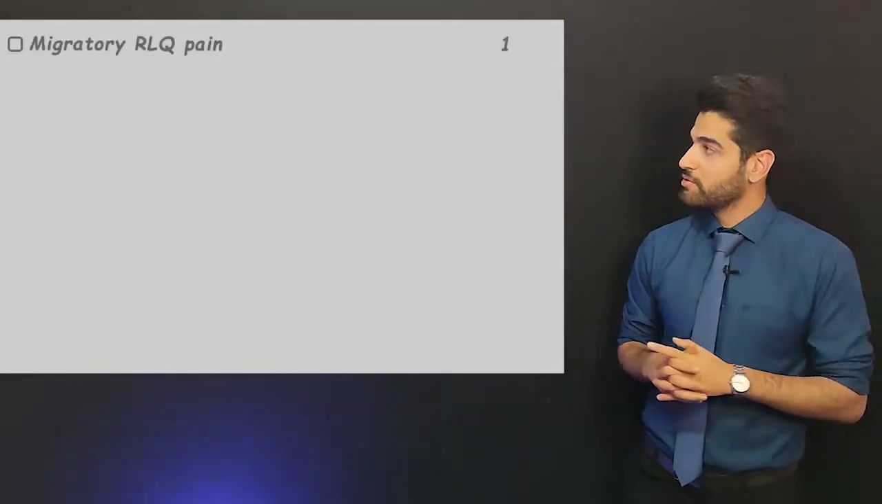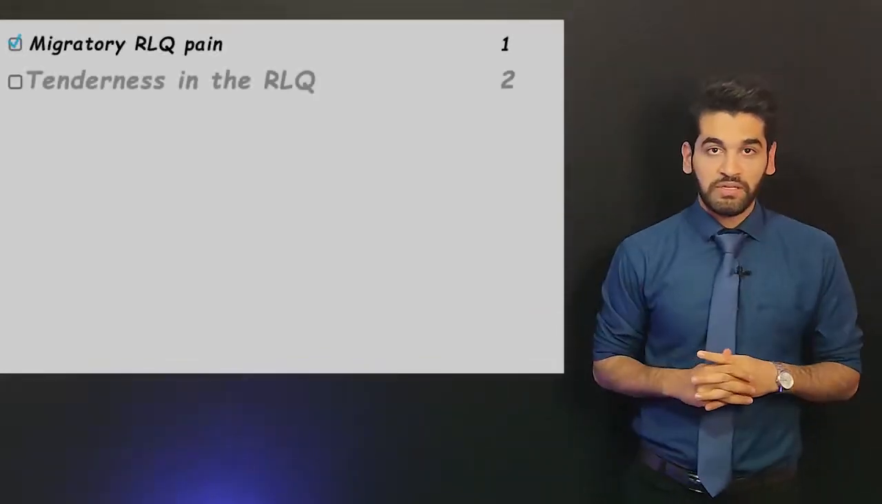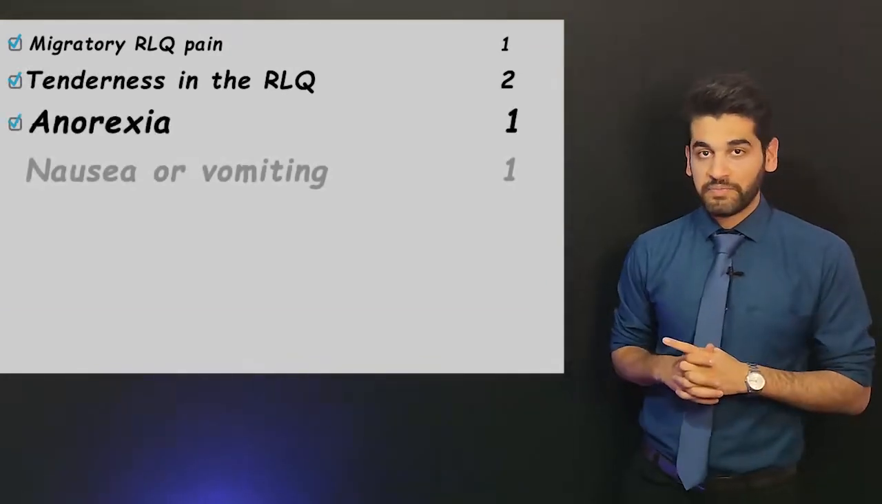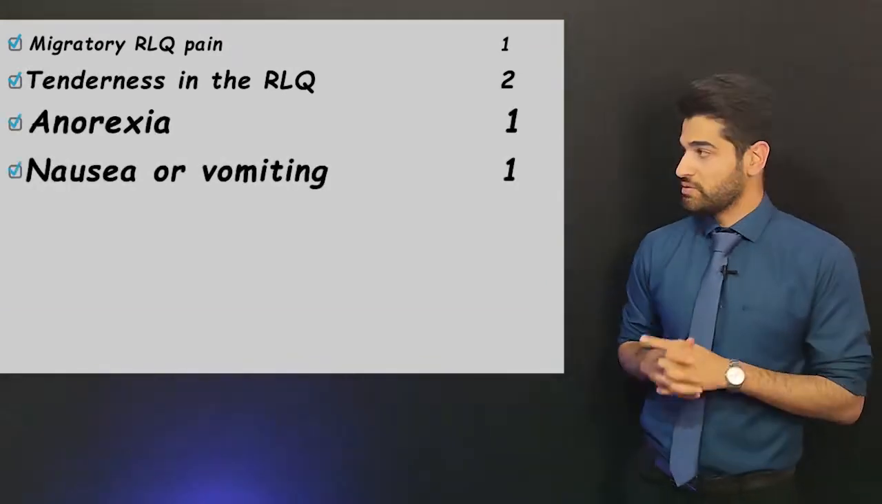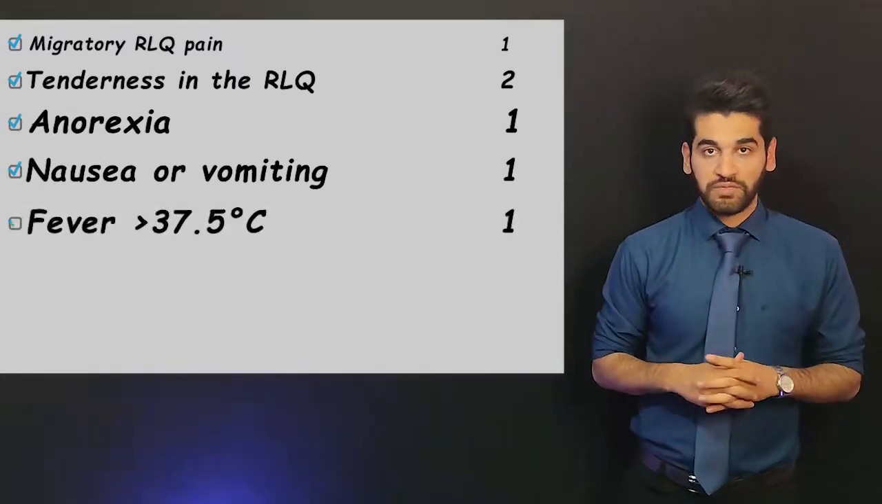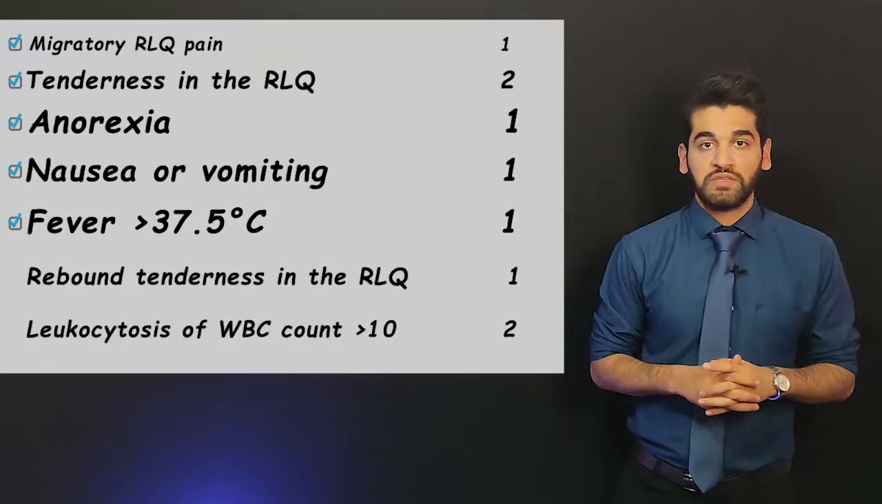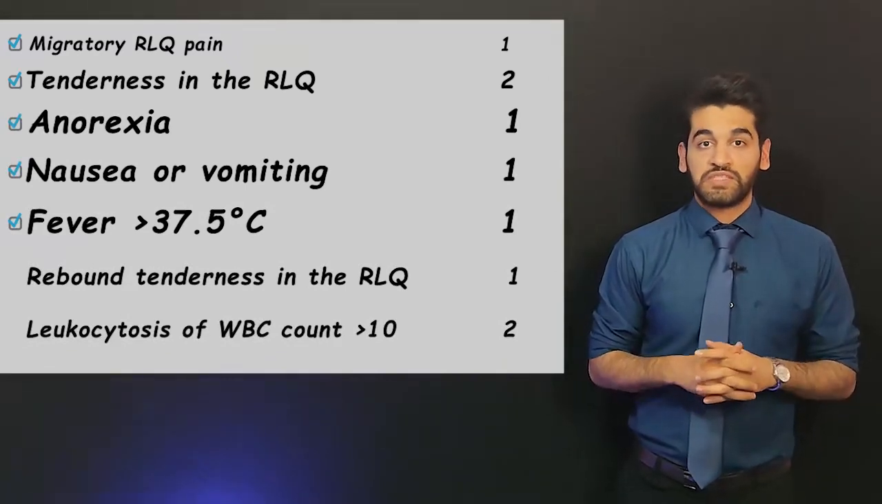Now, mostly suspicious of acute appendicitis, we get Miss Brown's Alvarado score. Right lower quadrant pain, 1 score. Right lower quadrant tenderness, 2 scores. Anorexia, 1 score. Nausea or vomiting, 1 score. Fever, 1 score. Rebound tenderness, also 1 score. And leukocytosis, 2 scores. For Miss Brown, that would be a total of 6 scores.